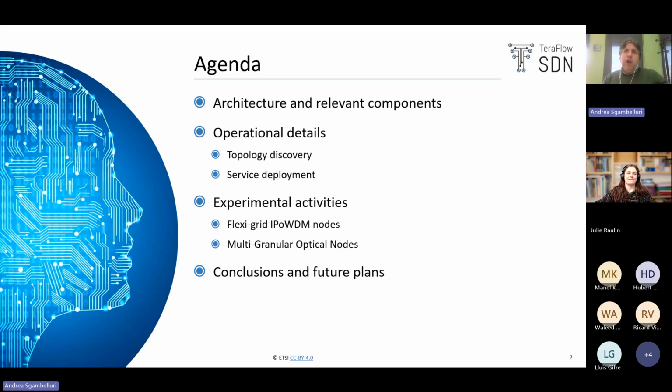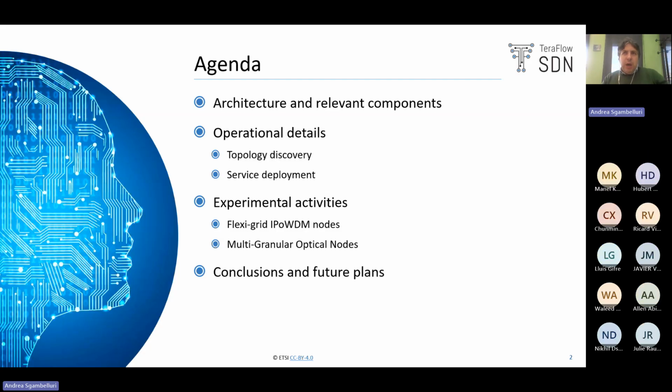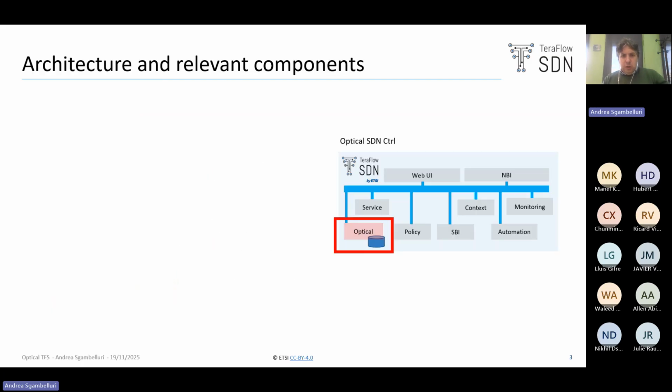So we will have a general discussion on the components and the interaction in the TerraFlow architecture. Then we will see some operational details of the relevant phases that we implemented for the control of optical networks. And I will provide you some experimental results or experimental hints for two main POCs that we target in different European projects. And finally, we will do the conclusion with the possibility of collaboration on further improvements of this component.